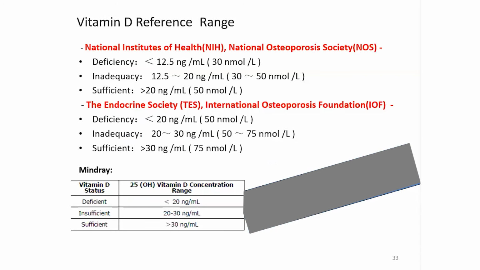Then what would be the reference ranges? Different studies have shown different reference ranges. The National Institute of Health and National Osteoporosis Society have given the ranges as less than 12.5 nanograms per ml definitely indicating deficiency of vitamin D. Between 12.5 and 20 nanograms per ml, it represents inadequacy of vitamin D. More than 20 nanograms per ml shows sufficient levels.